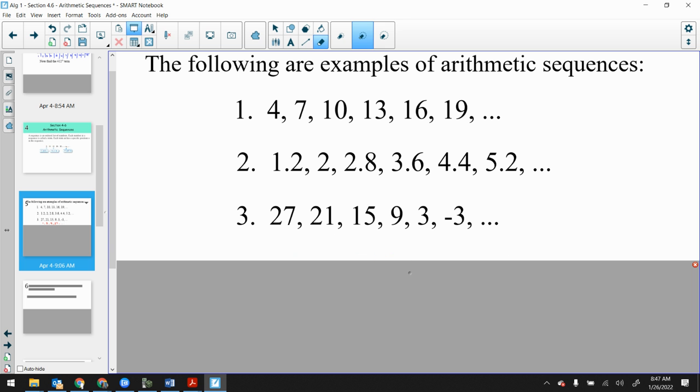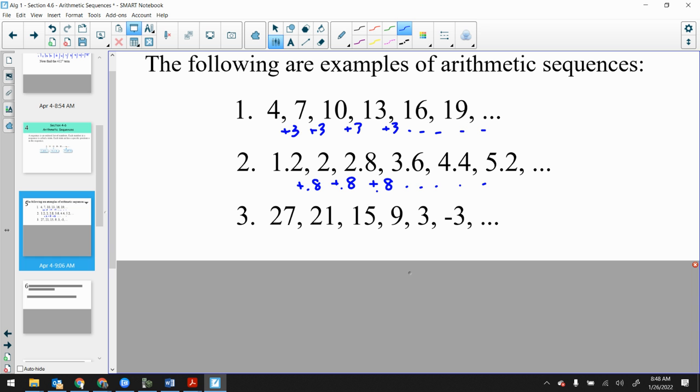This is what we're looking at today. So what do we notice here? Well, my first is up 3, up 3, up 3, up 3, up 3, and that pattern will continue. My second is up 0.8, up 0.8, up 0.8, and that pattern will continue. My third is down 6, down 6, down 6, down 6, and that pattern will continue as well. That's what makes an arithmetic sequence an arithmetic sequence.